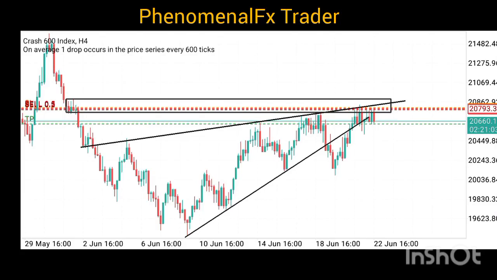So in today's video I want to show you another example of how you can trade spikes in the boom and crash market. All right, it's very simple stuff. You can see I am currently in some deep profits trading the Crash 600 Index. This is a 4 hourly time frame.